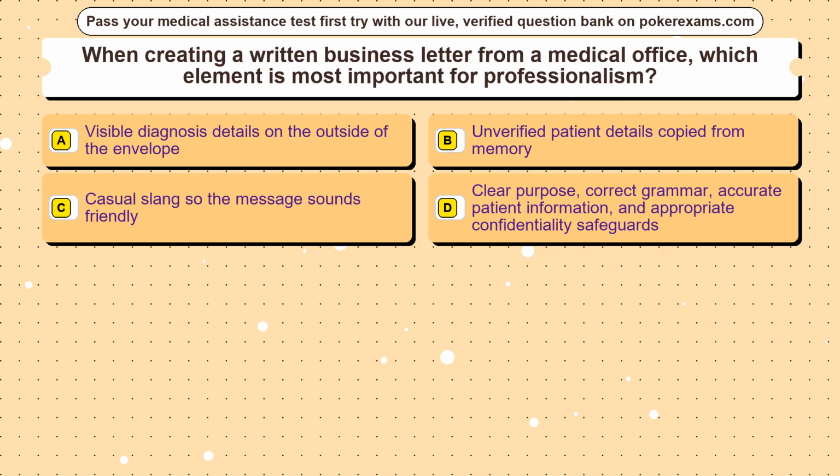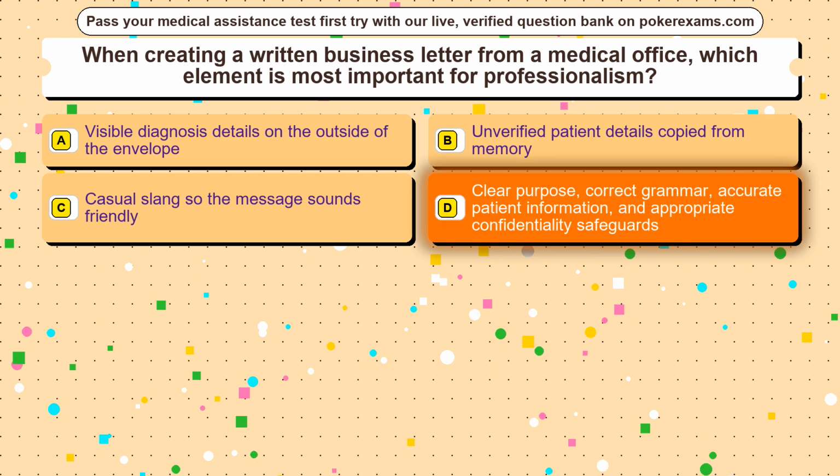Question 68. When creating a written business letter from a medical office, which element is most important for professionalism? Option A. Visible diagnosis details on the outside of the envelope. Option B. Unverified patient details copied from memory. Option C. Casual slang so the message sounds friendly. Option D. Clear purpose, correct grammar, accurate patient information, and appropriate confidentiality safeguards.